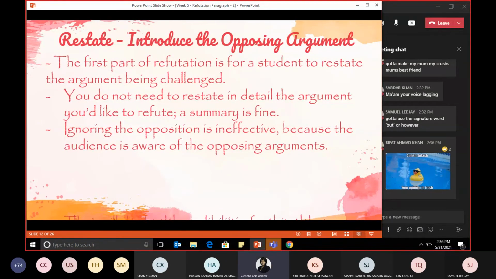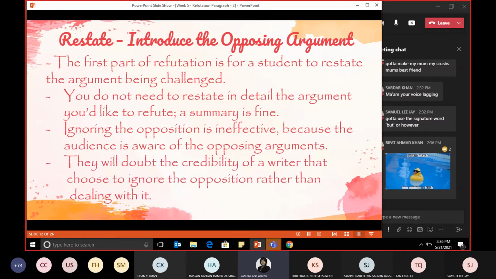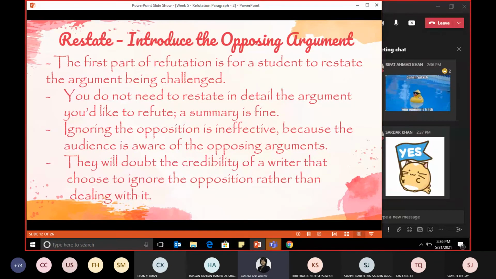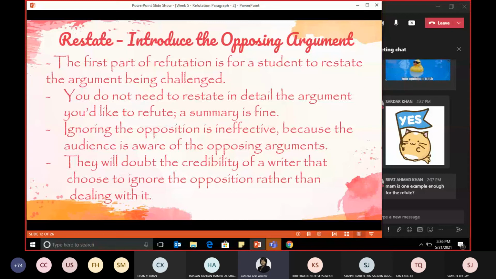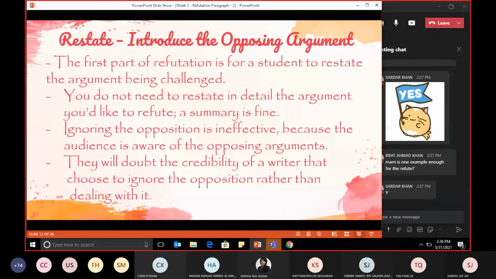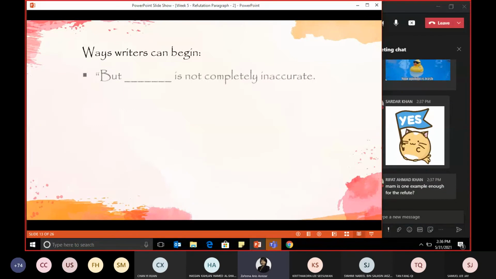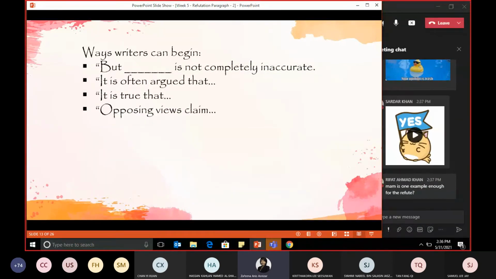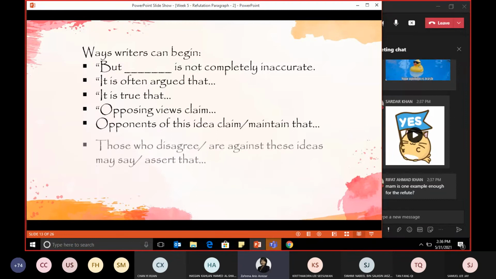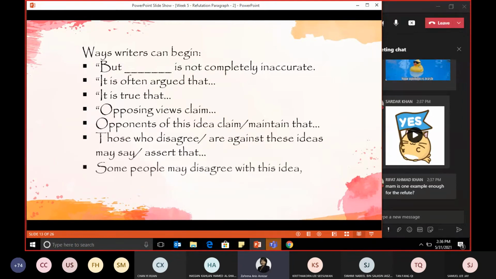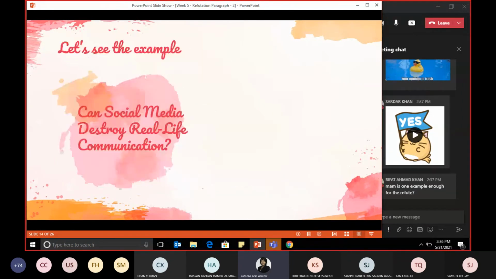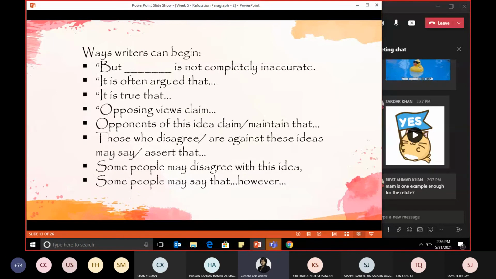Yes, you can provide one. Just focus on one example. Okay, so what you can do is use all of these ways writers can begin. What is not completely inaccurate? What you can include here is that the opposing view is not completely inaccurate. Okay, "it is true that," then you state what the opposing view is.